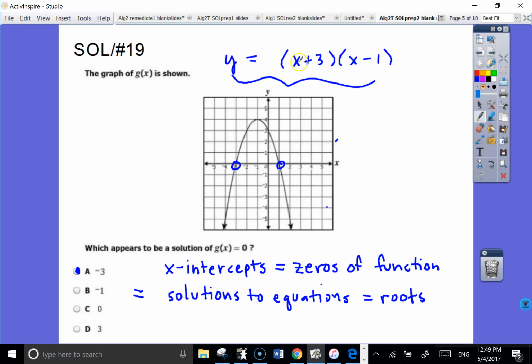Right now, if I graph this, would it open down? How could I make it open down? You need a minus in front. So at that point, you could see whether this looks like exactly our function. y equals negative, x plus 3 times x minus 1. Yeah, it looks like that's it. That is the whole thing. Okay, next.